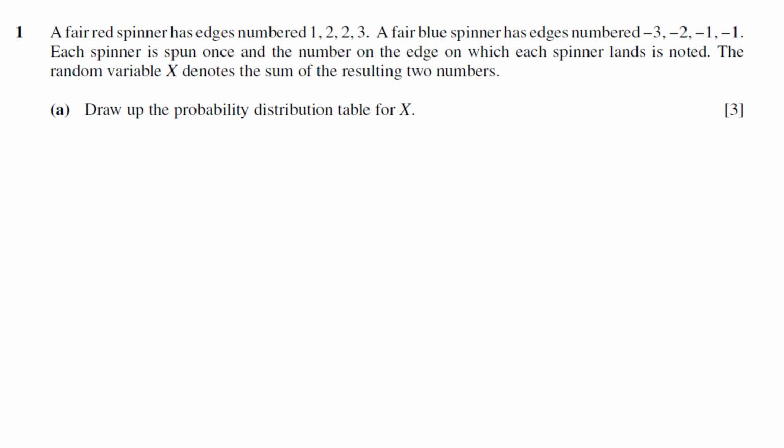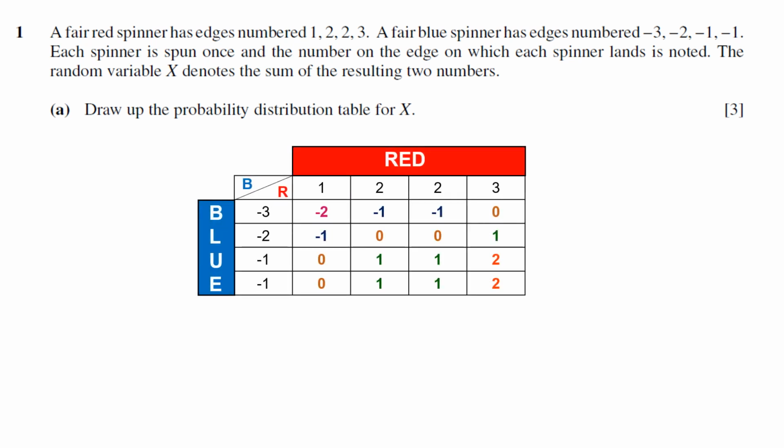So the first thing to do is to create a grid which shows the likely outcomes for the discrete random variable X, which is the sum of the numbers on the blue and the red spinner, and it would look something like this. We can see from this table that there are 16 possible outcomes, and the possibility space consists of 5 different numbers, which are -2, -1, 0, 1, and 2.